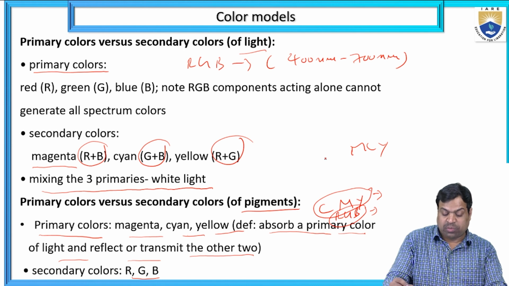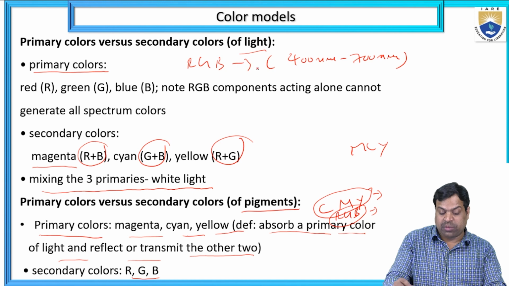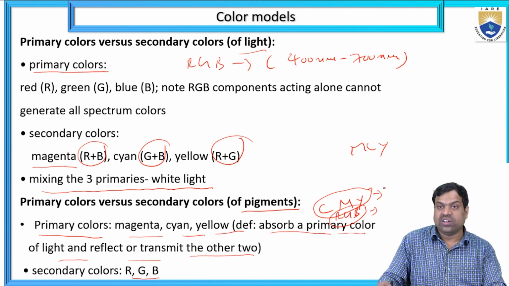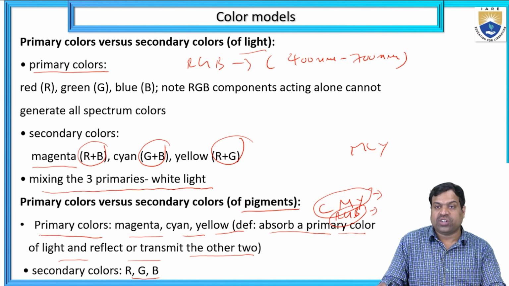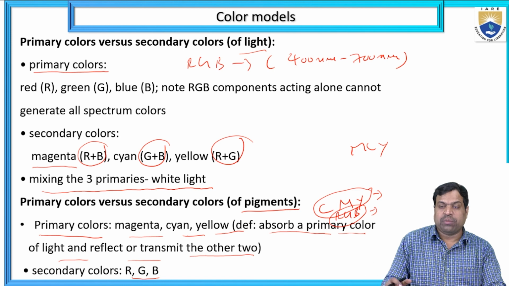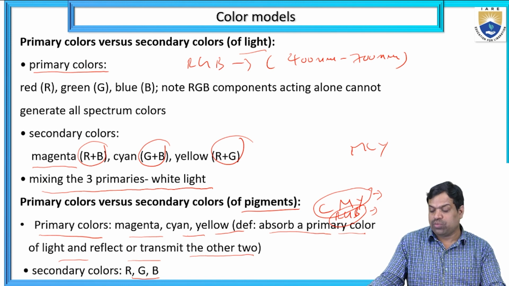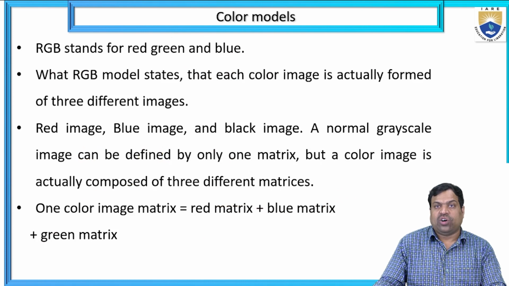What do primary colors mean here? Primary colors of light means RGB are the primary. But for pigments, cyan, magenta, yellow, CMY, are the primary colors. The combinations of primary colors are the secondary colors, that is RGB, red, green, blue. So RGB stands for red, green and blue.